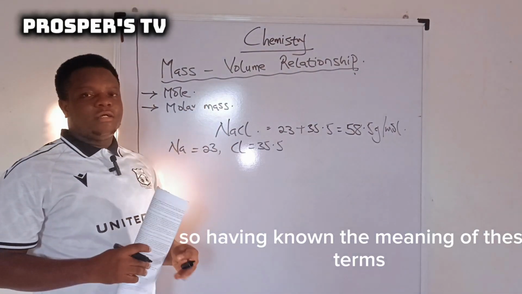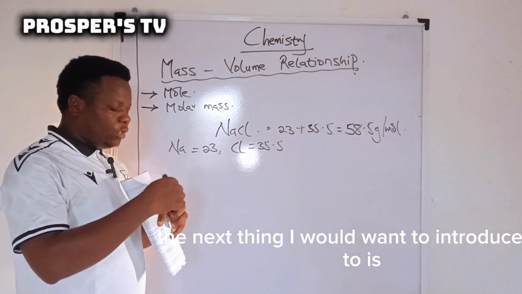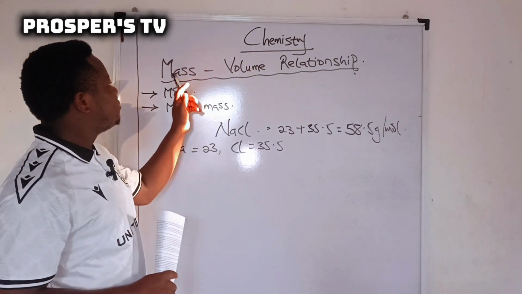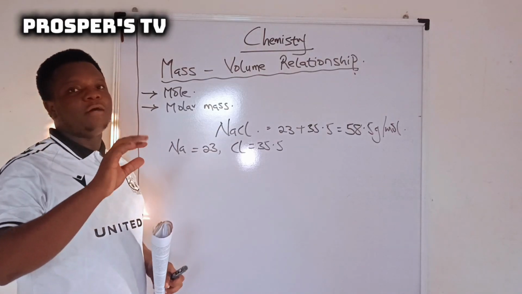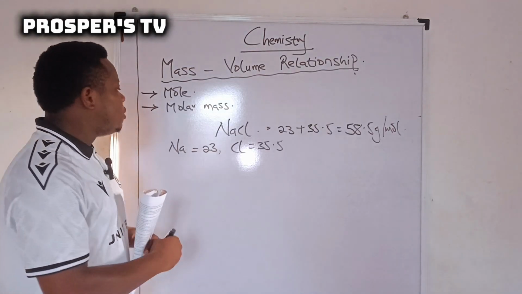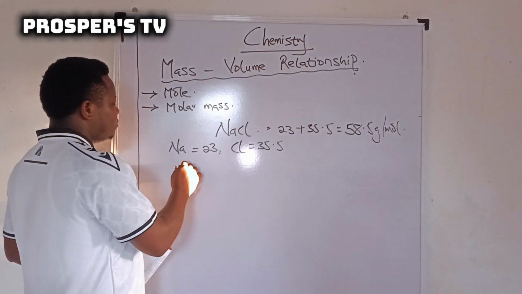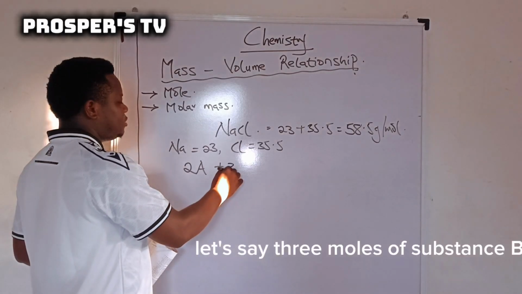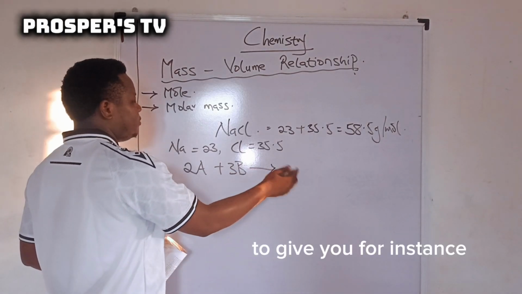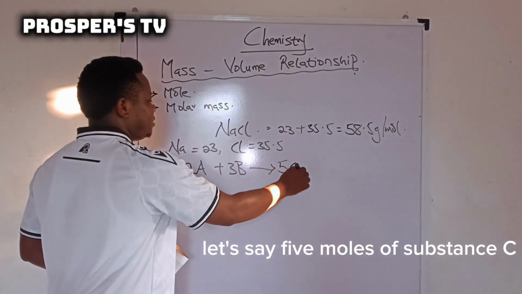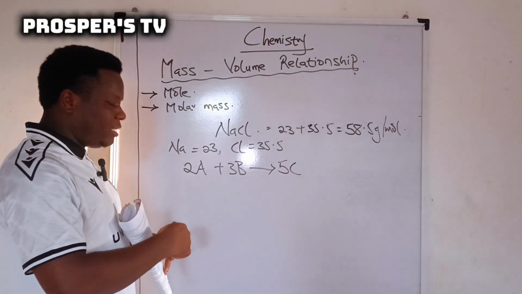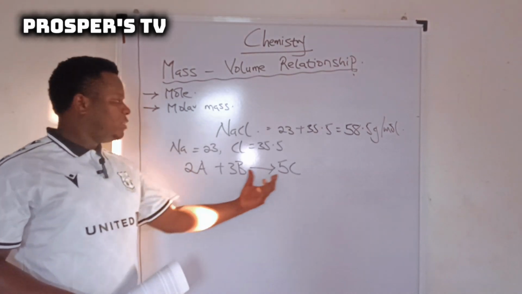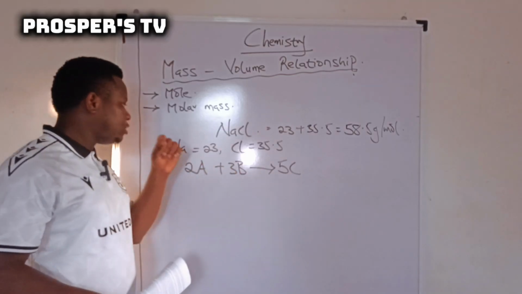Having known the meaning of these terms, the next thing I would want to introduce you to is the principle I would be using in solving problems regarding mass volume relationship, especially problems that have to do with equations. So if you should have, for example, 2 moles of substance A reacting with 3 moles of substance B to give you, let's say, 5 moles of substance C. Now, in most of these JAM and WAEC problems, calculations will be asked based on the amount of 2 of the species in the balanced equation of reaction.